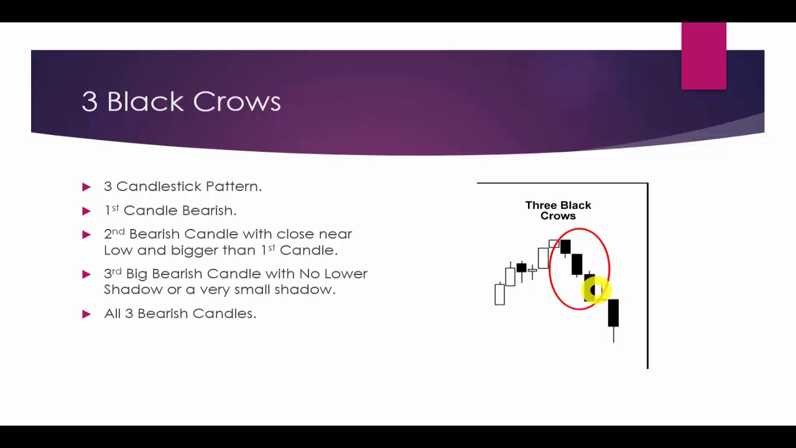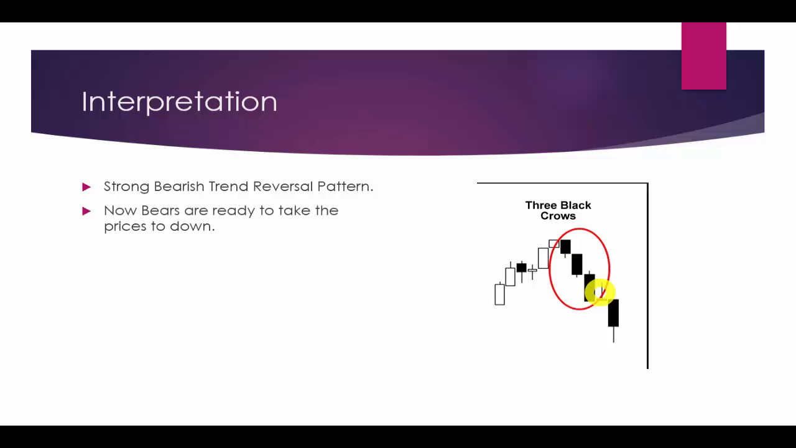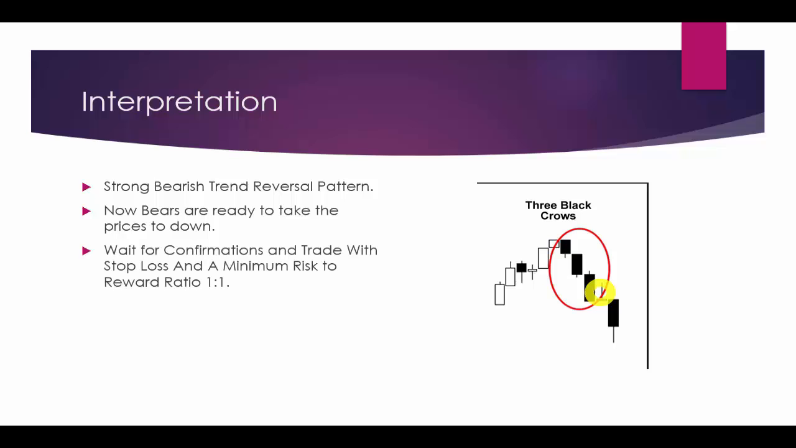All three of these candles will be bearish, and we will find this pattern after a strong uptrend. Now we will see its interpretation. As I have already explained, it is a strong bearish trend reversal pattern. Bears are completely in control and are ready to pull the prices downward. Bulls are exhausted, and we will wait for confirmation with any other indicator, and we will trade with a proper stop loss and a 1:1 risk to reward ratio.